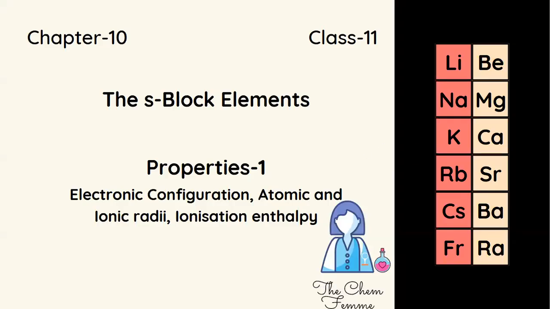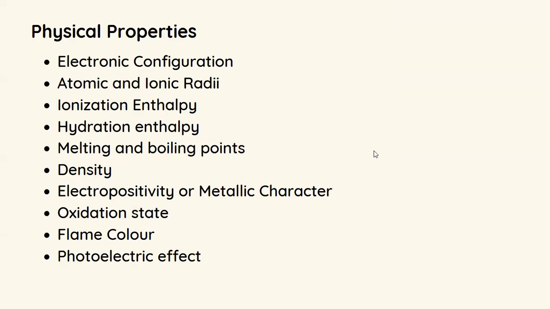This is the first video about the various properties. So in this chapter, we'll be talking about the various properties like electronic configuration, atomic and ionic radii, ionization enthalpy, hydration enthalpy, melting and boiling points, density, electropositivity, oxidation state, flame color, as well as photoelectric effect.